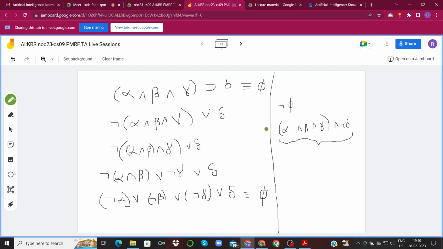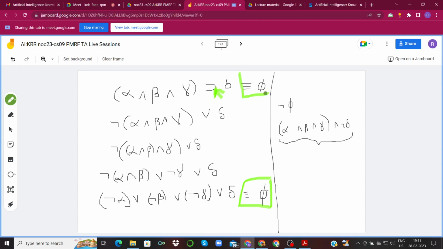Okay, so here I've written a set of simplification or derivation. So we have alpha and beta and gamma implies delta. Okay, forget about this phi part for now. Just stay with me till the derivation. Okay, so we expand this implies first. So we get not of alpha and beta and gamma or delta. Okay, we further expand this negation sign, and we arrive at this particular expression, which is not alpha or not beta or not gamma or delta. Okay, and we say that let's assume that this is equal to phi.